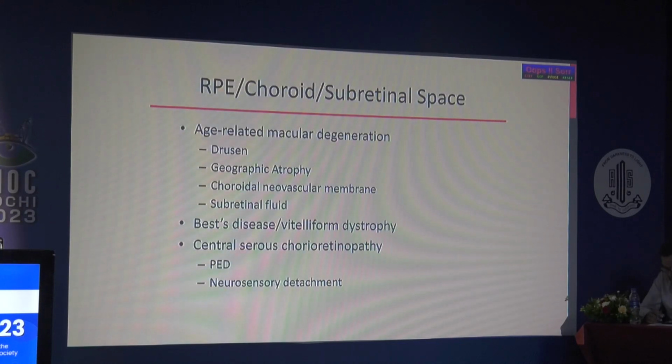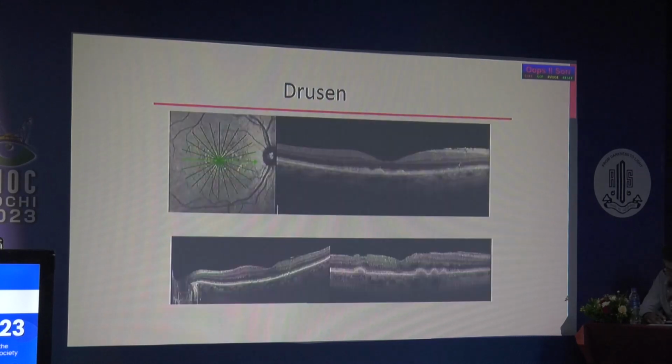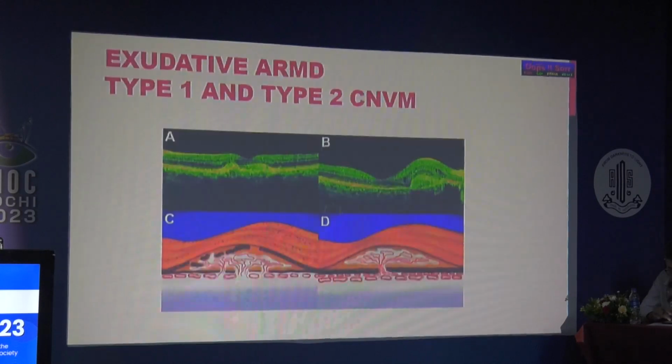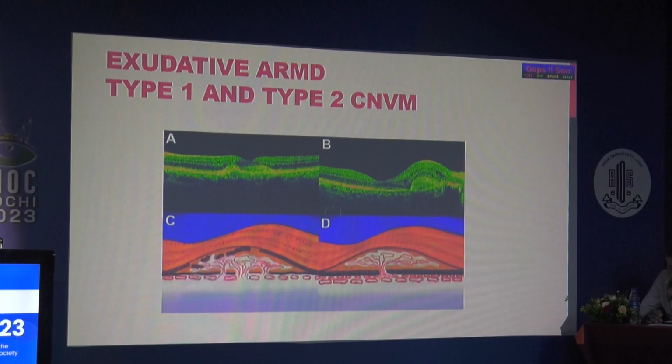Again, here I will not go into detail because we will be covering it in other talks. This neurosensory detachment is a very, very important thing to look for in all your patients where there is some doubt about why vision is not improving. Drusen are of more clinical, academic importance, and you don't really make much out of it in OCT as such. And of course, we are not going into detail about this.